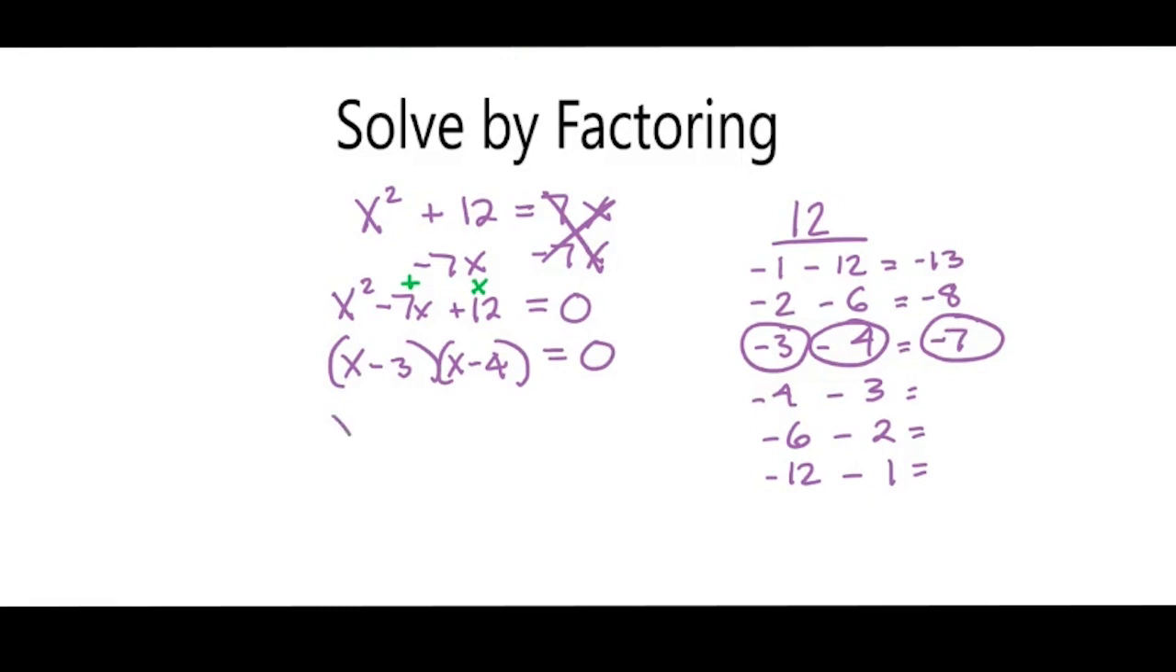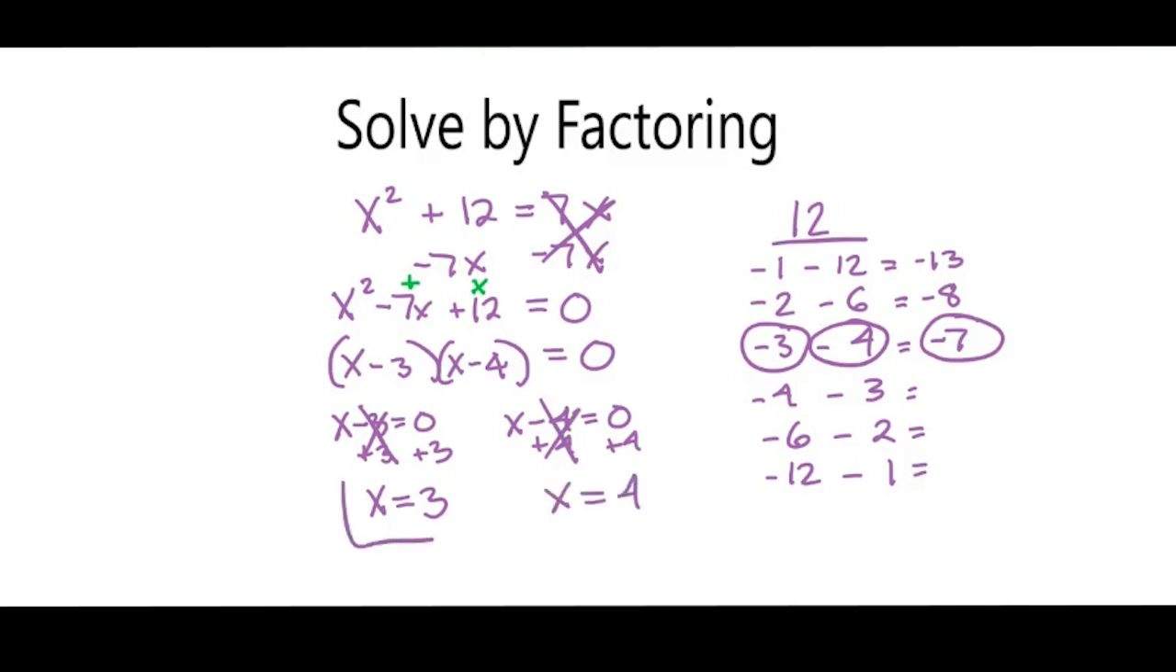So I set each of them equal to 0. x minus 3 equals 0 and x minus 4 equals 0. I will add 3 to both sides of the left equation and cancel the 3's, and x equals 3. On the right equation, I will add 4 to both sides of the equation and cancel those 4's. So x equals 4. So my solution is x equals 3 and x equals 4. And that's how you solve these quadratic equations by factoring.